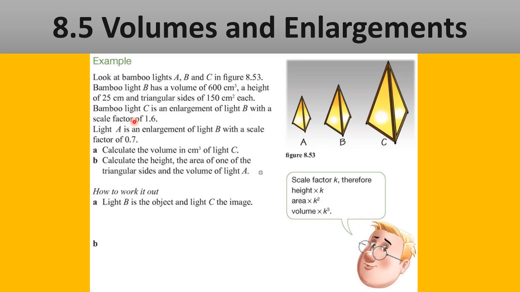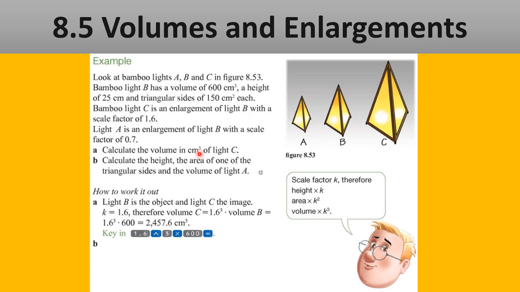So we now know that light B is the object that I start with, and C is the image. K is given, it's 1.6. Then k to the 3rd is 1.6 to the 3rd power times the volume that I start with. And so, in this way, I find the new volume of the image C.